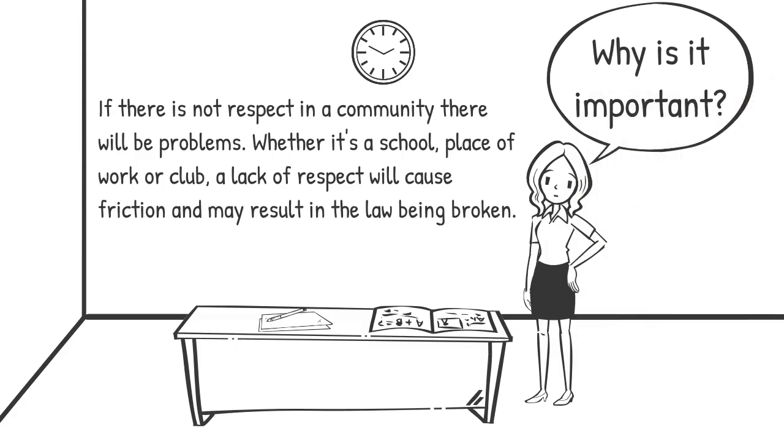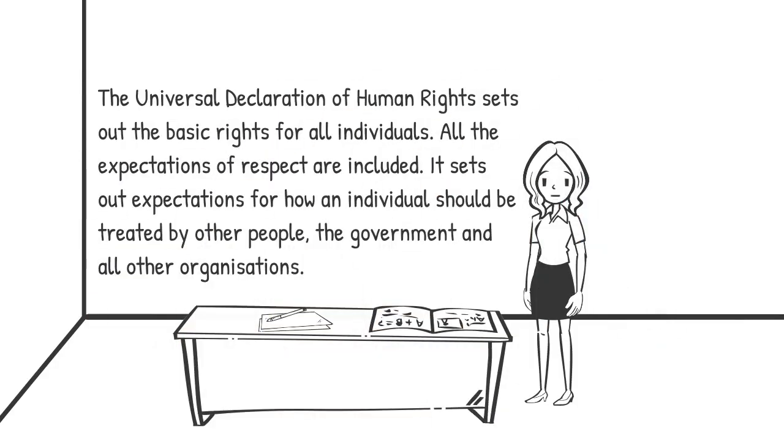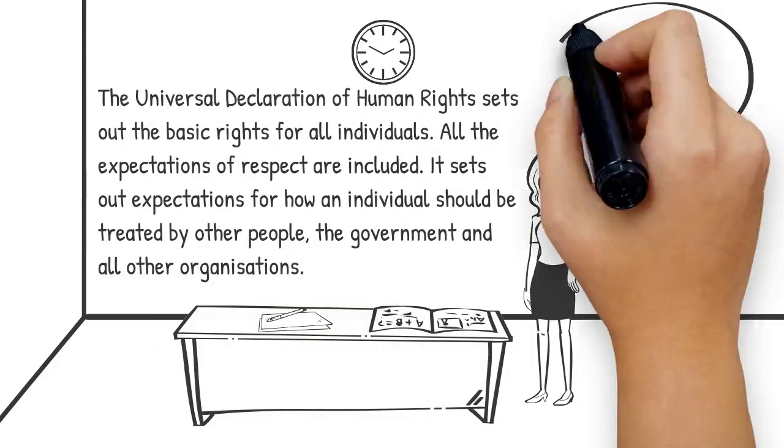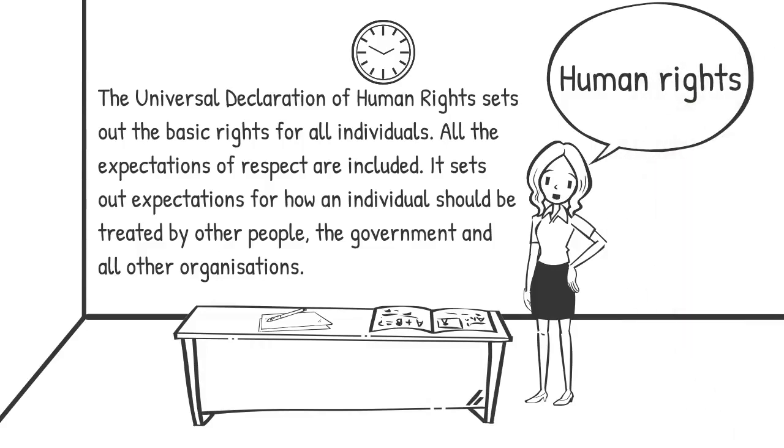The UN wrote the Universal Declaration of Human Rights in 1948 to set out the basic rights for all individuals. All the expectations of respect are included in the declaration. It sets out expectations for how an individual should be treated by other people, the government and all other organizations.